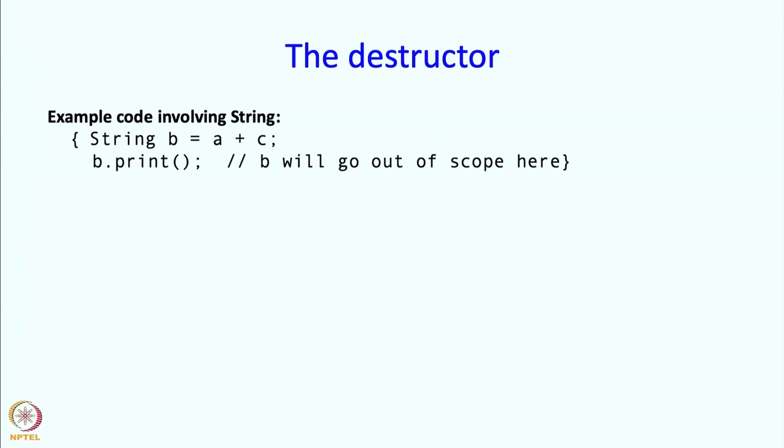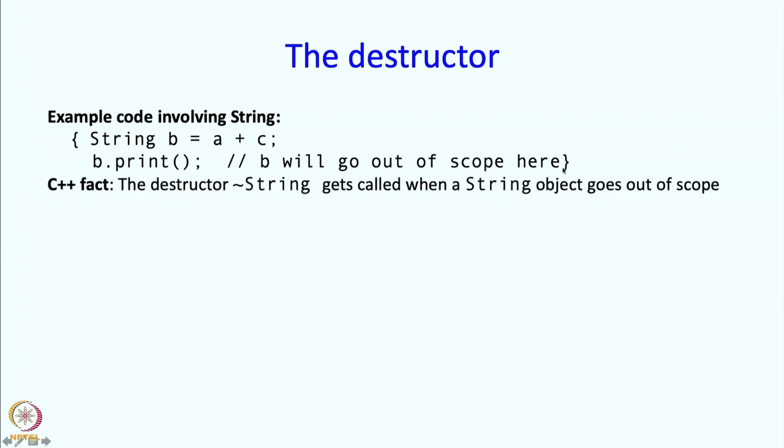Now, we need the destructor as well, and we talked about it, but let's just do this again. Okay? So, suppose we have this code which we had in the program that we had written. So, at this point string B is created, okay? And at this point string B goes out of scope. So, when string B goes out of scope, C++ is automatically going to call the destructor, tilde string. Okay? Well, I should really say the destructor in the string class. That will get called, okay? And it will be called on the receiver. So, it will be tilde B actually. The call will look like tilde B.